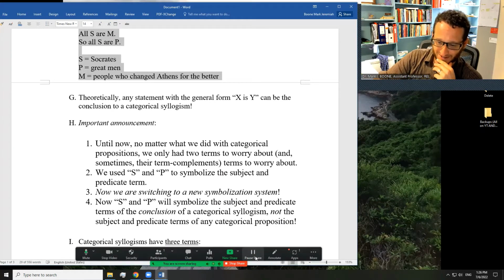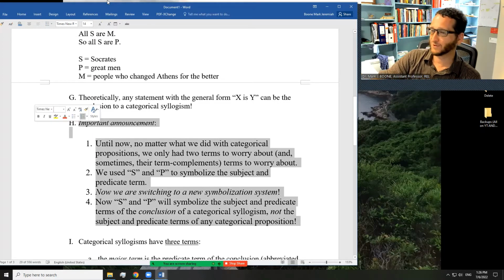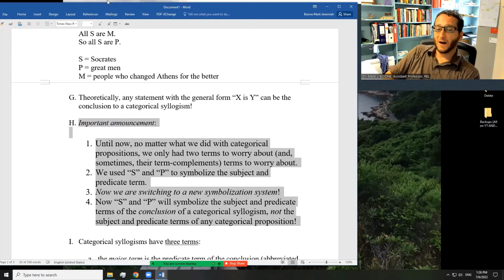Apparently before I proceed, I have to make some sort of important announcement. Yes, this is terribly important, and I'm glad it turned up on my notes, so I didn't have to try to remember it. Until now, no matter what we did with categorical propositions, we only had two terms to worry about. Occasionally, they're term complements if we were doing obversion or something.